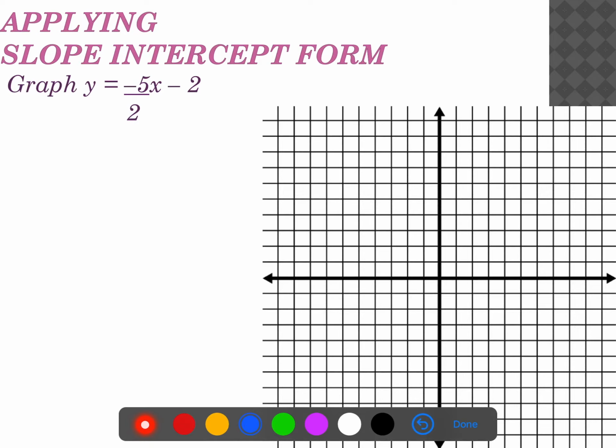Okay, so you first want to make sure, is your equation solved for y? Is it in y equals mx plus b? And this one is. Okay, and then you're going to label your m and your b. All right, so my b is -2. So on the y-axis, we're going to mark -2. That's where we begin. From that point, we're going to move with our slope.